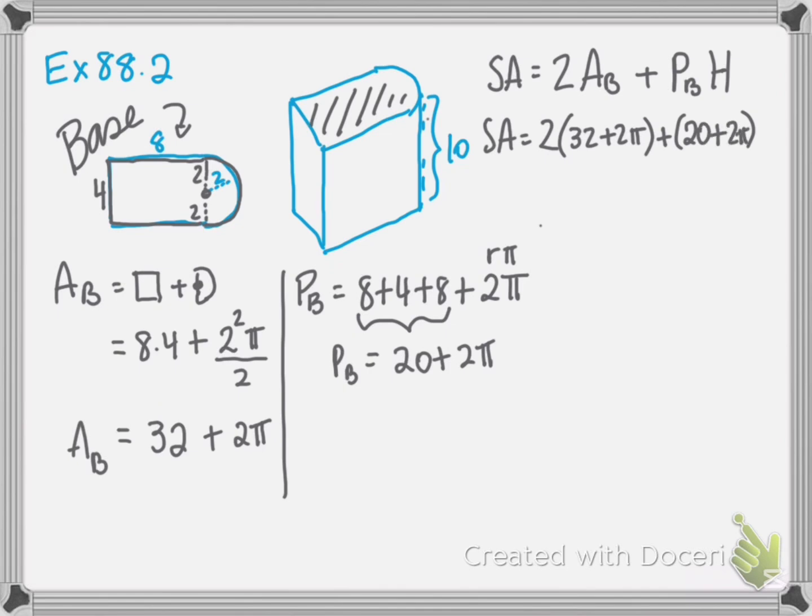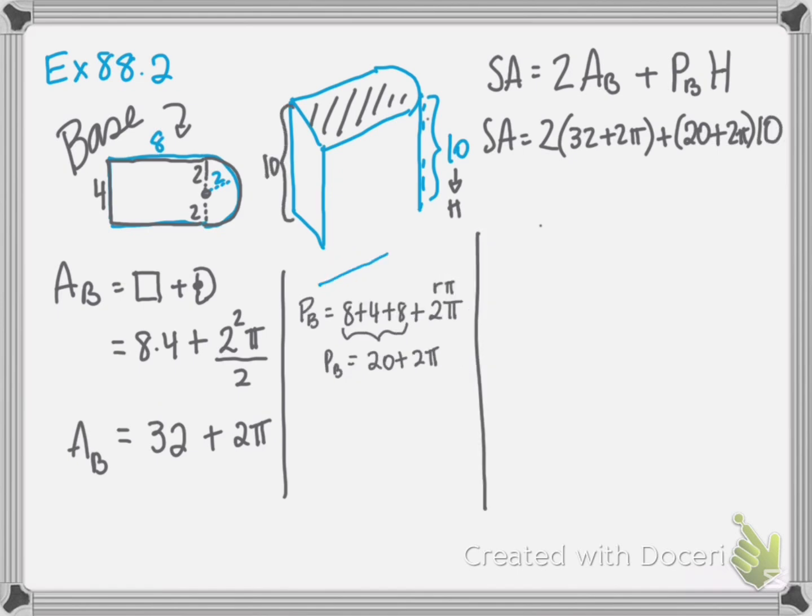Now the height in this case is again 10. Notice that's the height, capital H. The distance between the two bases, that's 10. And again, we're going to continue here simplifying. So we do distributive property because we can't simplify the parentheses anymore. So we have 64 plus 4 pi. And then on the other side, I also want to do distributive property. So that's 200 plus 20 pi.